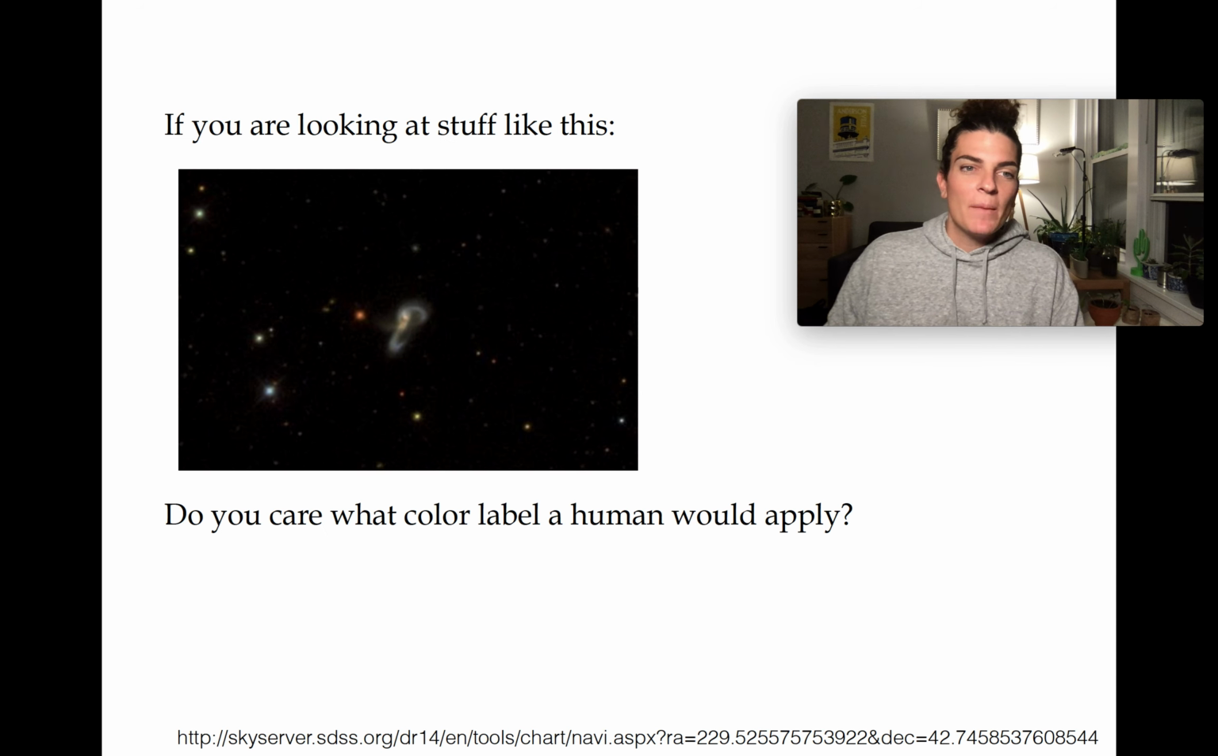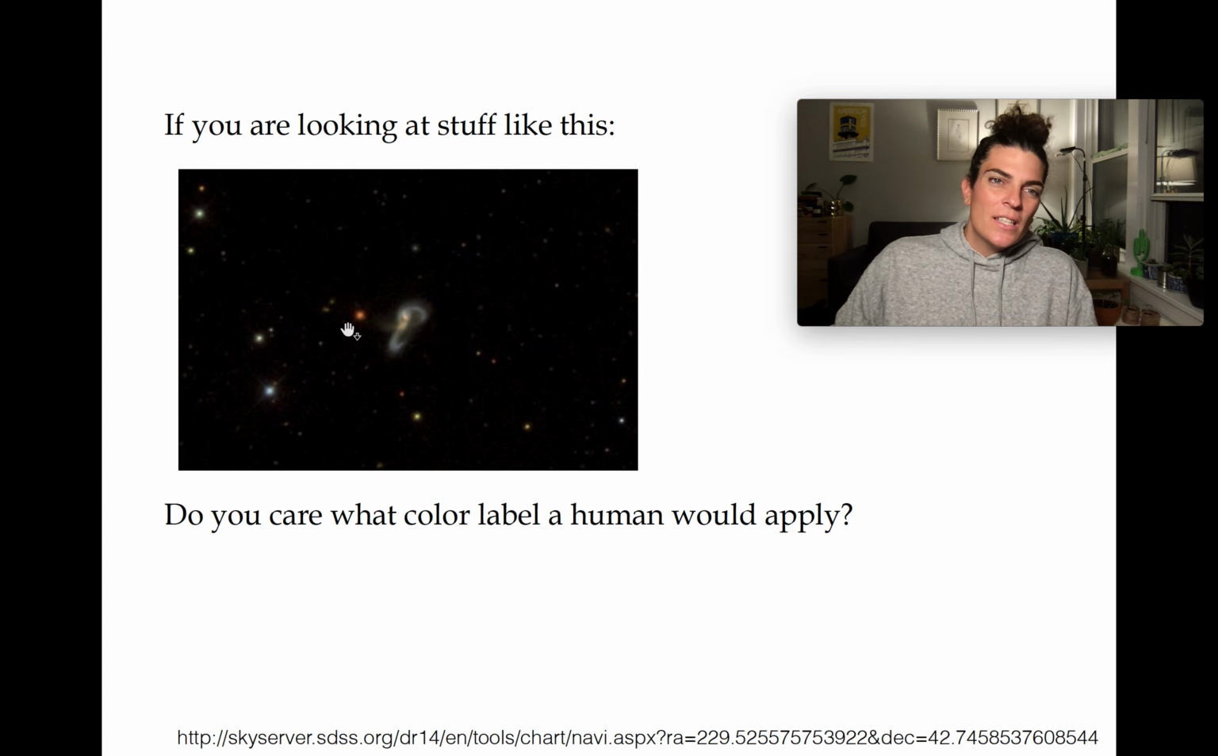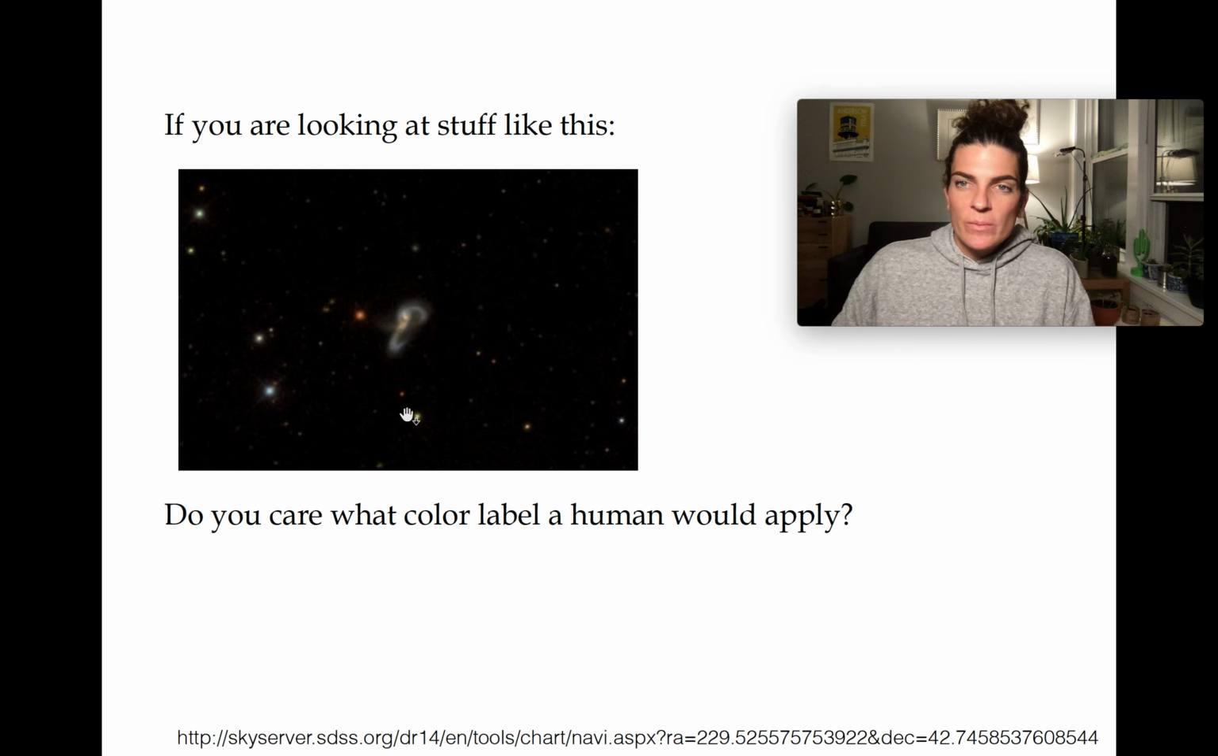So thinking about observing, right? If you're looking at something like this, like a picture of a galaxy, for example, do you really care what color label a human would apply? I think we can all look at this and say this appears orange and blue and white and yellow just by a quick glance, but are those real? Someone, an artist really, made this image and put those colors onto it, because that's not what the satellite, that's not what the sensor is seeing. The sensor's not seeing a color, it's seeing a wavelength and an intensity, right?